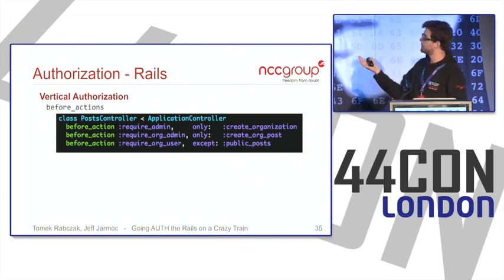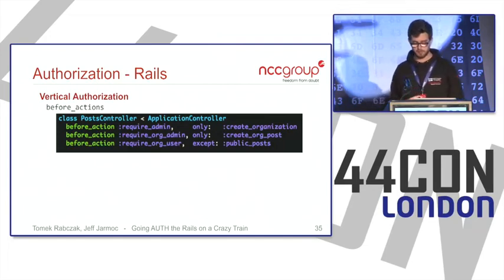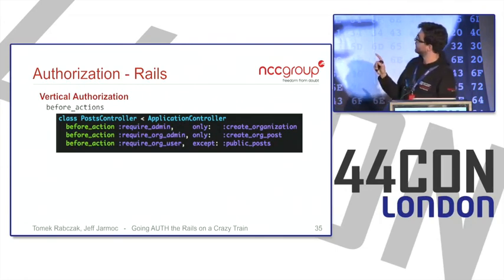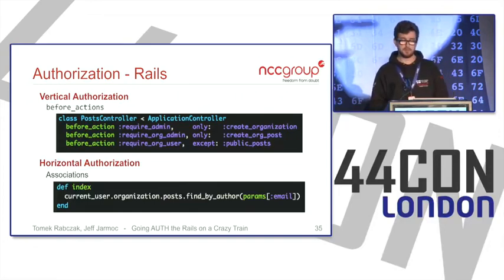thing here. But this is pretty much saying, we have a post controller here, and so for the first line there, we want to run the require admin before, let's say in here we're passing the only option, so we're saying only run the require admin method before the create organization action. And the create organization action is a method inside of the post controller. And this can get more granular as you go down. In the last line we have except, so that's just saying require org user for every single action except public post, for example. And then we have, for horizontal authorization, this tends to be implemented through the use of associations.